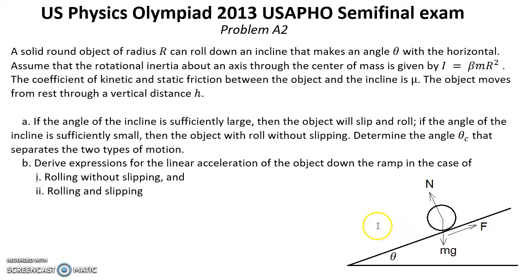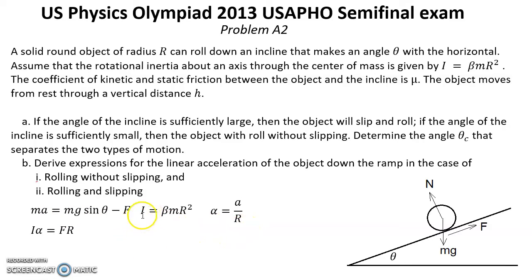Let's write the equations for this motion. For linear motion along this incline, we have this equation: ma equals mg sine theta minus force of friction. For rotational motion of this object, we have the equation I alpha equals F r, where I equals beta m r squared and alpha equals acceleration a over r, because this motion is without slipping. So we have these conditions.